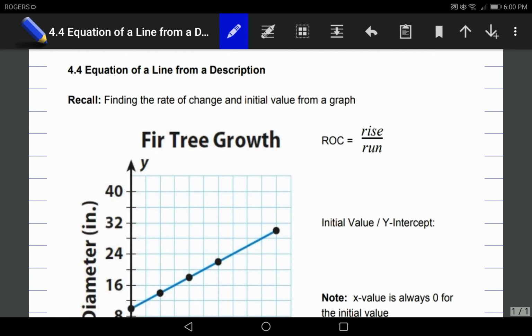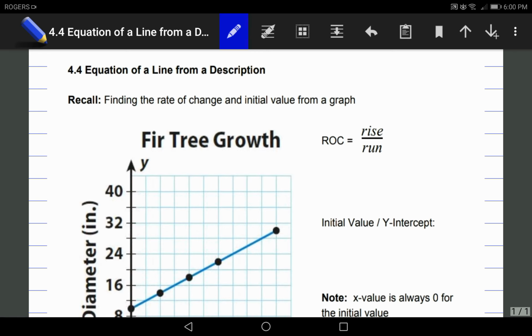Okay, so we're about to start section 4.4, the equation of a line from a description. In the previous lesson, we looked at how to make an equation of a line from a graph. And in this lesson, we're going to be looking at how to make an equation of a line just from a description. So just using words.